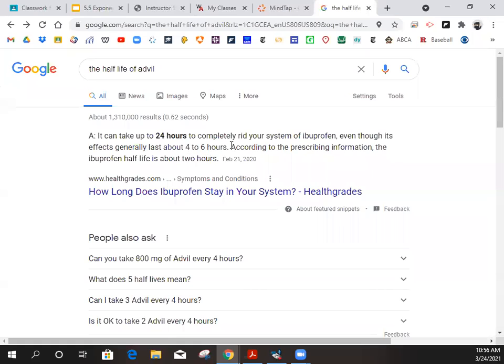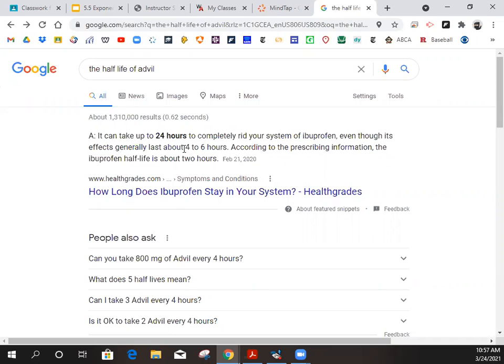It has a half-life of 2 hours. So that means in 2 hours, 100 milligrams would remain. So it went from 200 milligrams to 100 milligrams. Then in another 2 hours, so 4 hours from now, we get cut in half again. So now 50 milligrams remain. So you shouldn't have too much of this in your system.